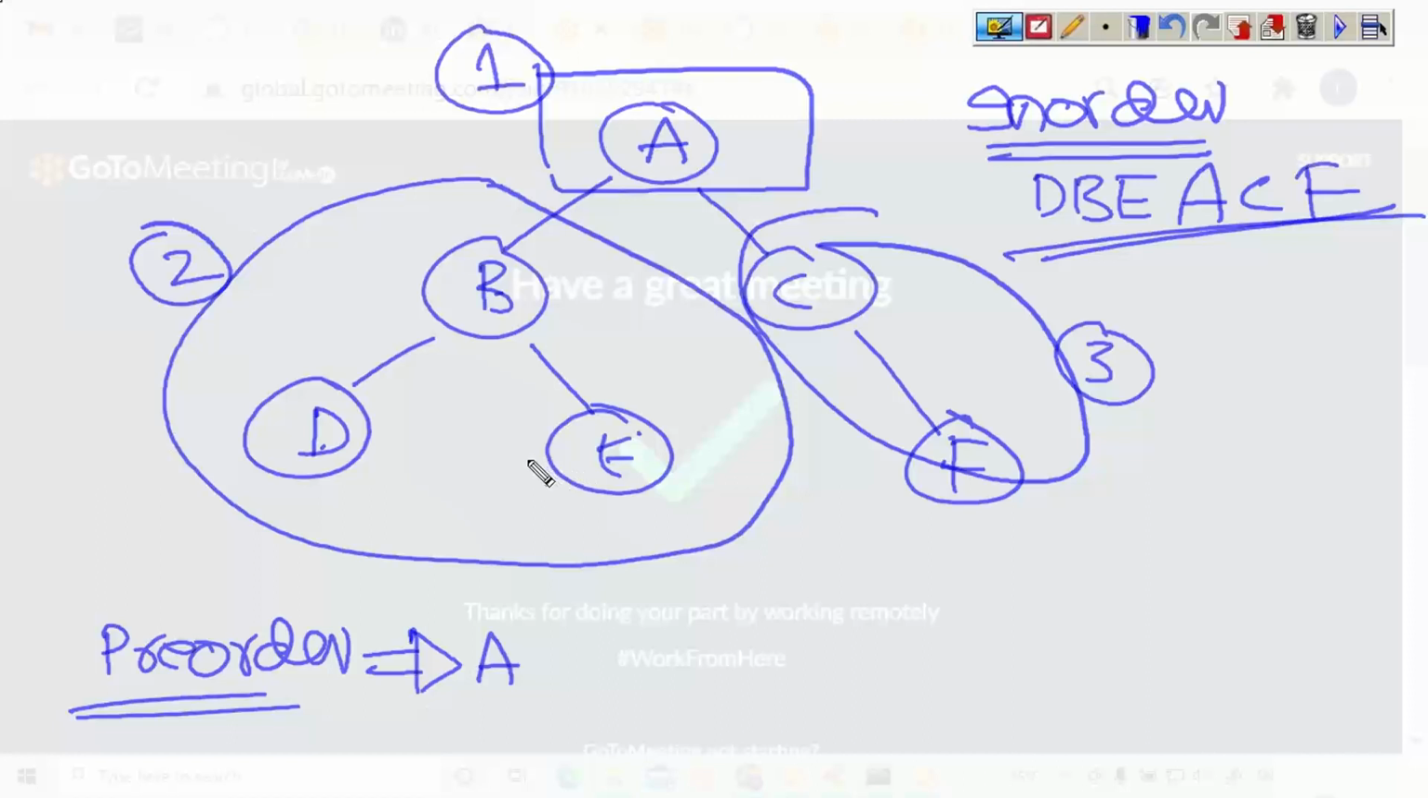So what we have to do? It's pre-order. So go for B, then D, then E. B, D, E. Yes or no? Left side got over. Go to the right side. In the right side, first root, then left side chain. There is no left side chain. There is a right side chain. What is the right side chain?